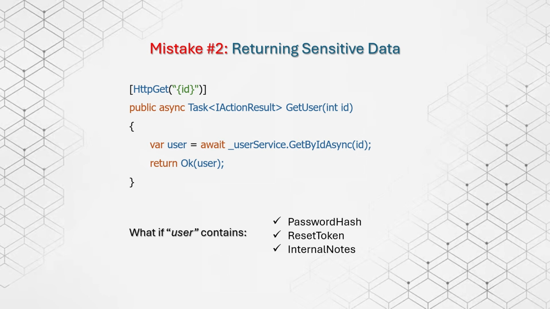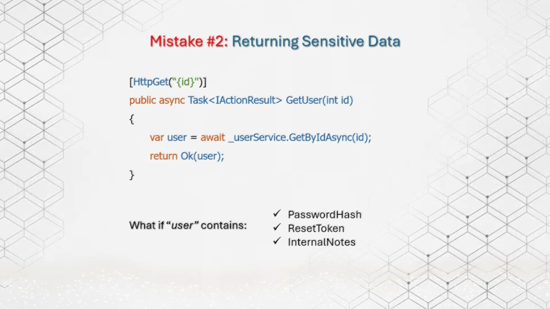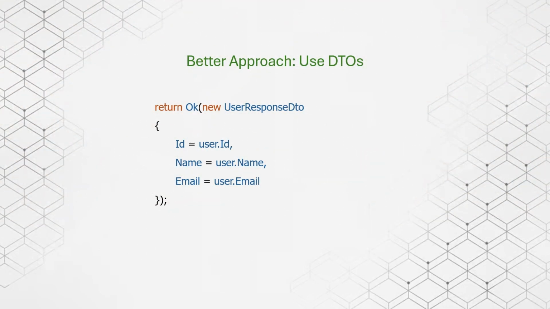Returning database entities directly can accidentally expose fields that should never leave the server. Password hashes, reset tokens, internal notes, and other sensitive fields should not be included in API responses. Use response DTOs to control exactly what data is returned. This also makes your API contract more clear and prevents future database fields from being exposed by accident.